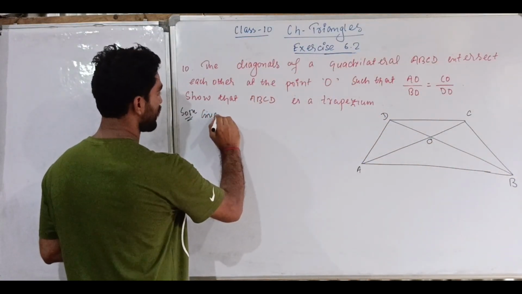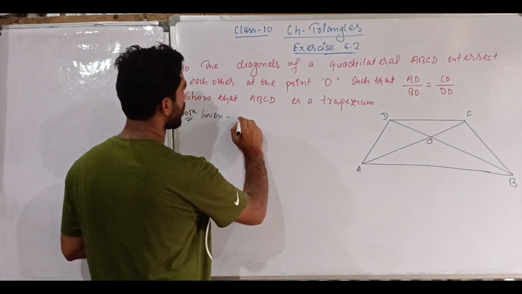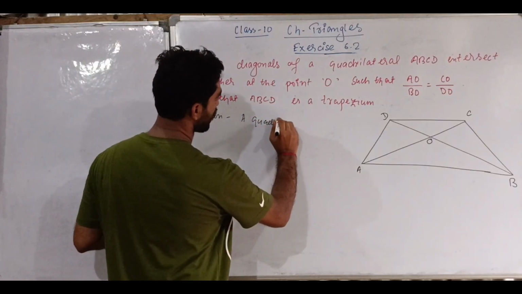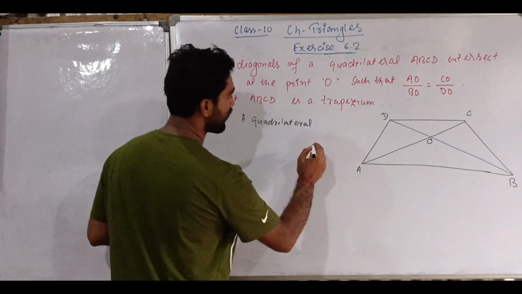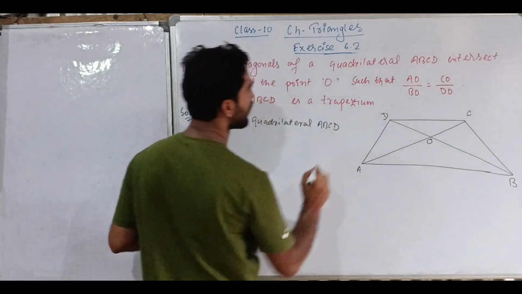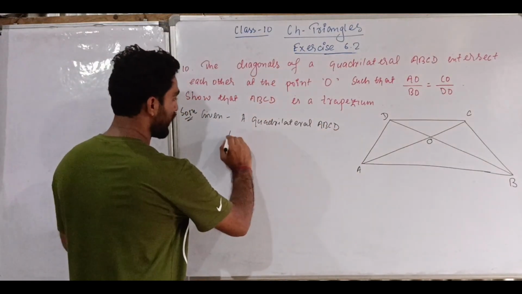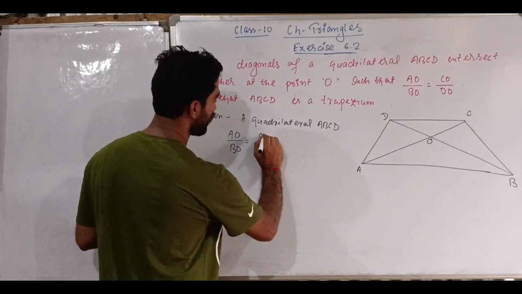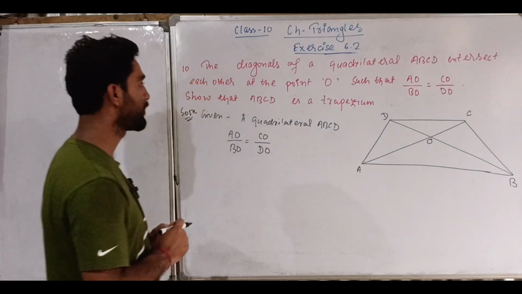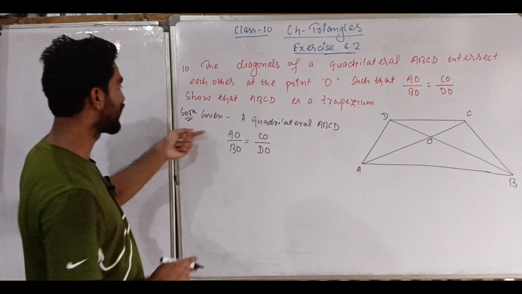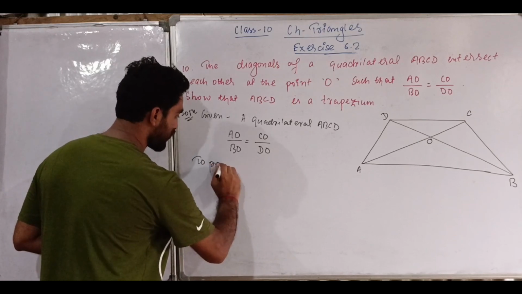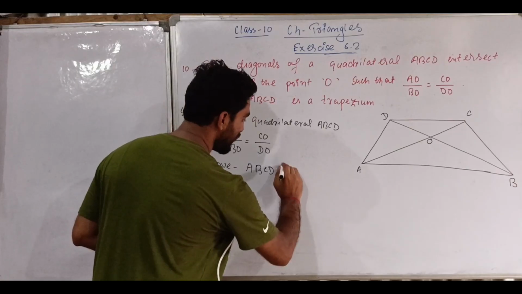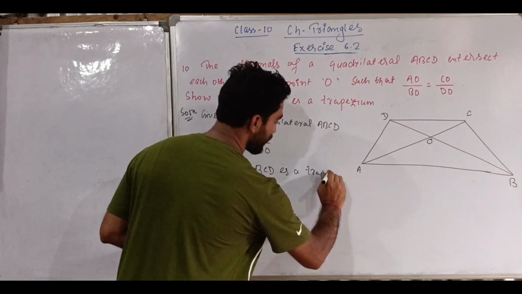So first, what is given? Given a quadrilateral ABCD. Also given AO divided by BO is equal to CO divided by DO. Anything else? No. So next step is to prove. What we have to prove? We have to prove ABCD is a trapezium.